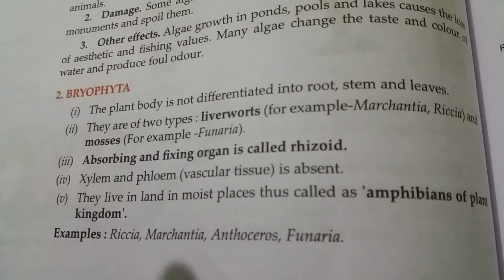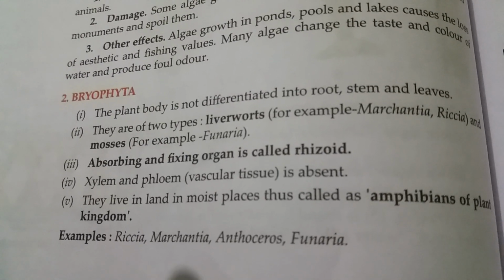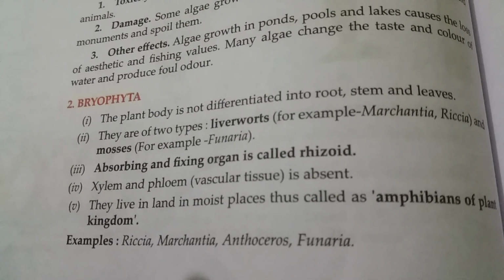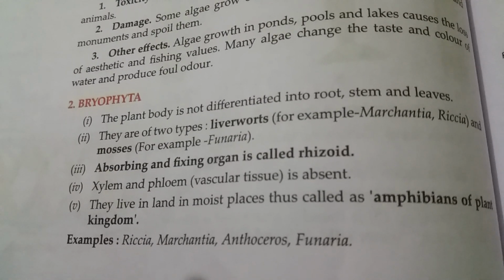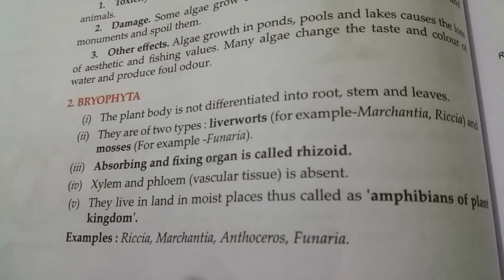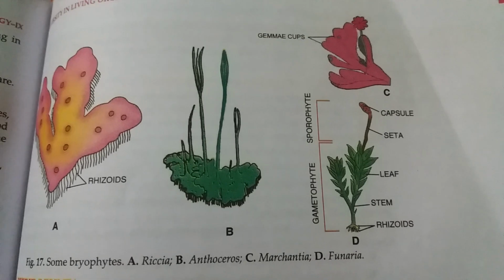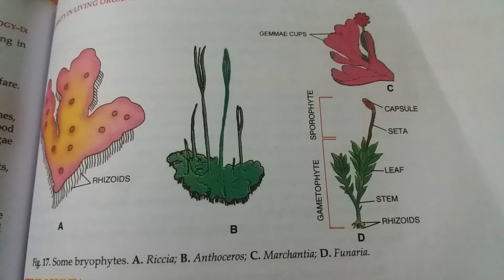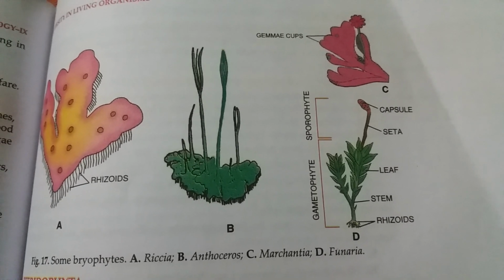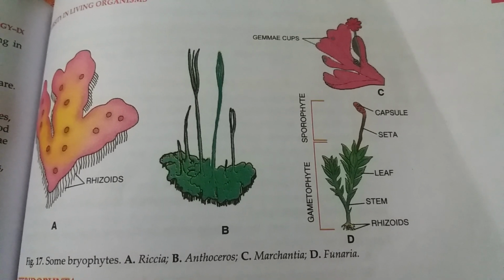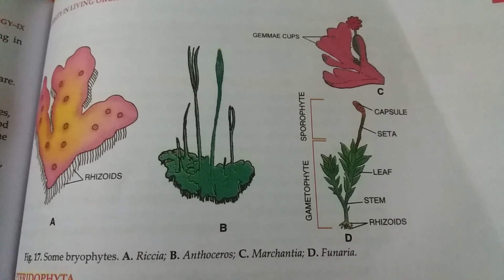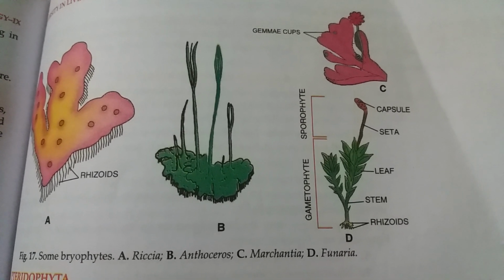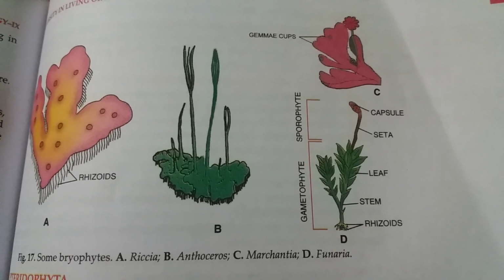There may be questions from Bryophyta, that why bryophytes are known as the amphibians of the plant kingdom. Due to this reason, because they live on land as well as in water or in moist places. Here is the diagram of some Bryophyta. First there is Riccia, second Anthoceros, then Marchantia, Funaria. Marchantia you have mostly seen like a cactus. Here you can see the rhizoid. These are the organs for fixing or absorbing.